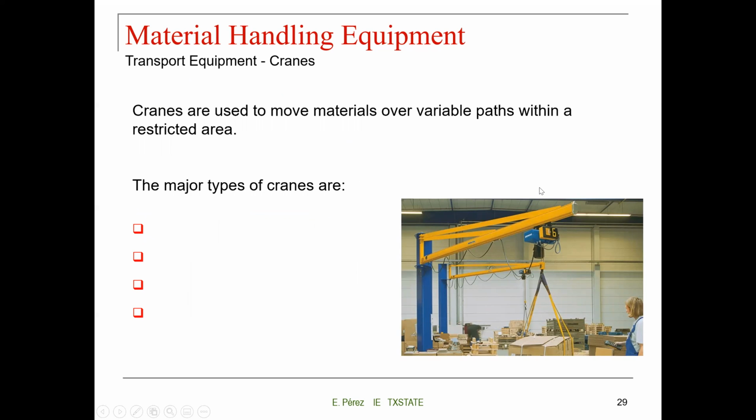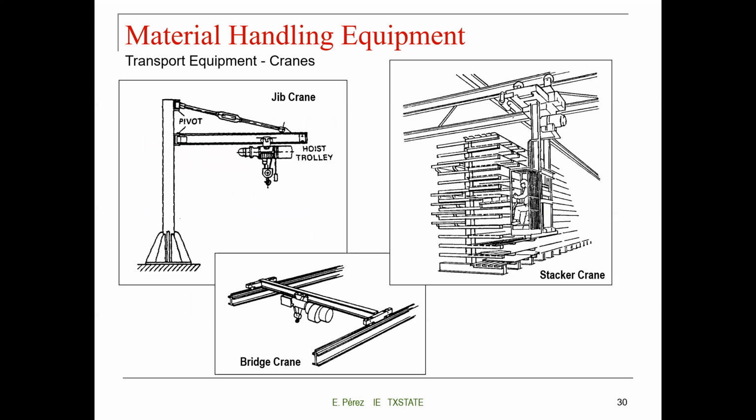So cranes are used to move materials over a variable path within a restricted area. So the major types of cranes are the jib crane, bridge crane, gantry crane, and the stacker crane. So here's the jib crane, the bridge crane, and the stacker crane. So you can see the difference between them. So again, it will depend on the type of environment that you're working in and the space that you have available to set up such type of equipment.